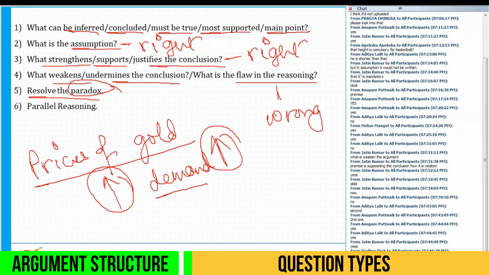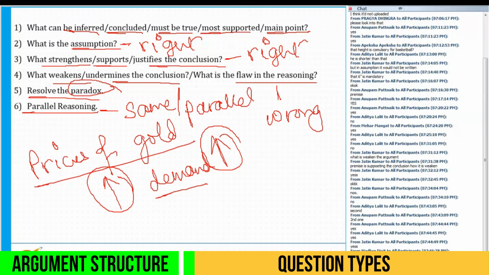Sometimes they will ask you questions on parallel reasoning. Parallel reasoning means they will give you a situation and then they will say, if the same parallel reasoning is applied, which of the following must be true? For parallel reasoning questions, remember, I'll show you some examples also. Whatever is happening in the paragraph, you will look at an option where the same thing is happening. It has to be parallel.